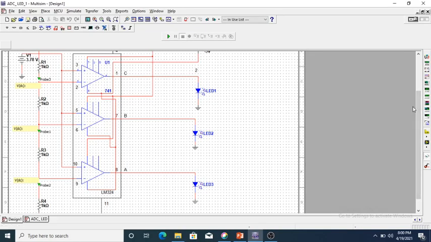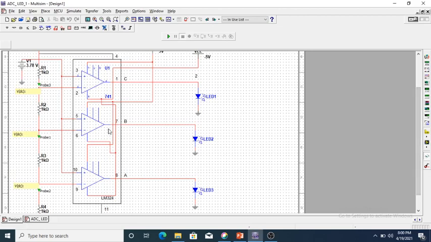Okay. So as I explained, comparator A, comparator B and comparator C. The inverting terminals of all the comparators are connected to the resistors R2, R3 and R4, and the non-inverting terminals of all the comparators are connected together to the digital input. The output of each comparator is connected to an LED so that we can easily observe the output of each comparator. So if I simulate it, press the simulation button.